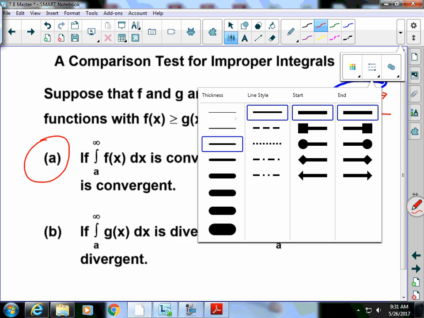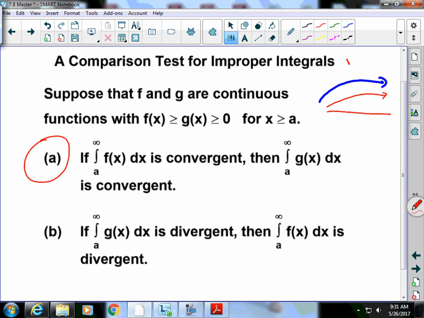If that larger function here is convergent, this function down here must be convergent because it's below it. If this function in red is smaller than the function in blue, and the blue is convergent, red has a ceiling. It can't get bigger than the blue one, so it will converge.